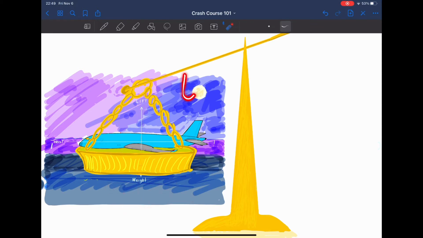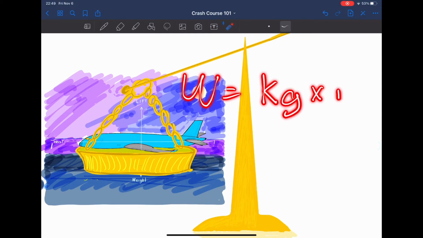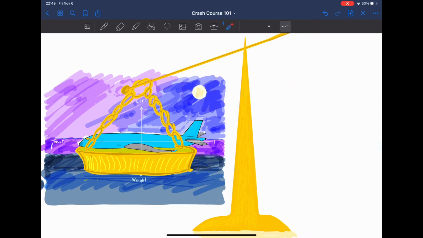The equation for weight is equal to mass times acceleration, kilograms times meters per second squared. If you've ever lifted something heavy in your life, you know what weight is.